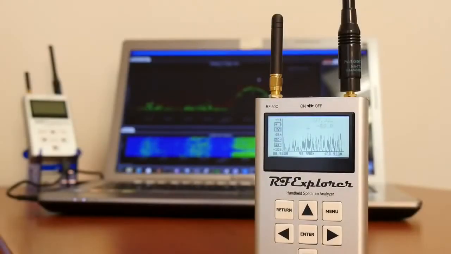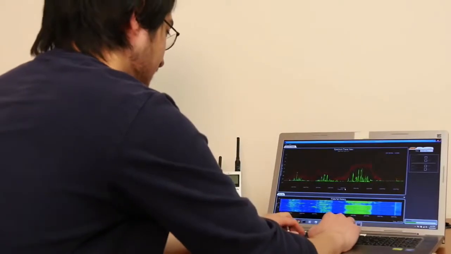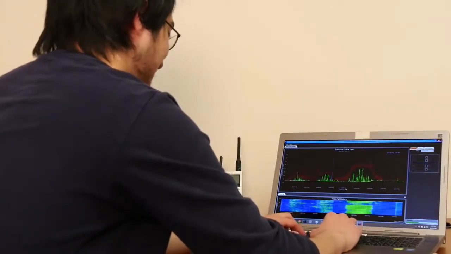We develop wireless diagnostic tools, and today I want to talk about RF spectrum analyzers. So an RF spectrum analyzer is an amazing device because the data it provides is very powerful and very useful. It's used for designing and troubleshooting wireless systems.